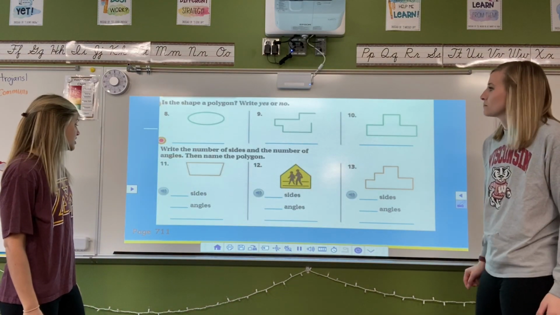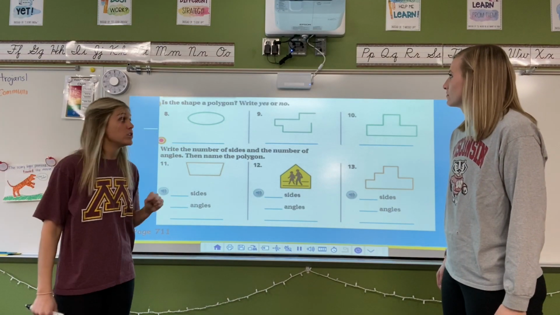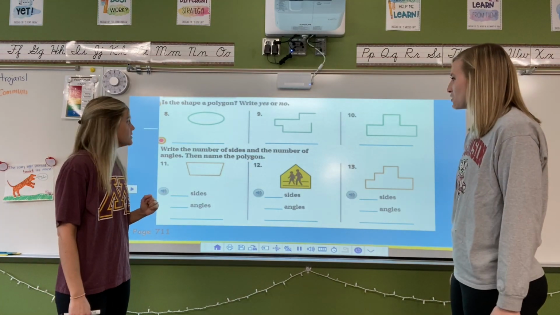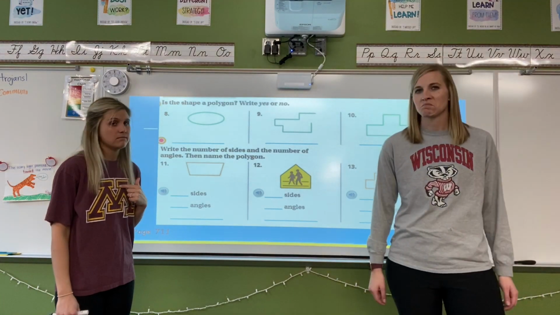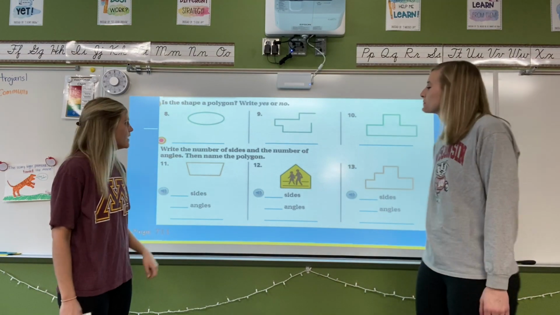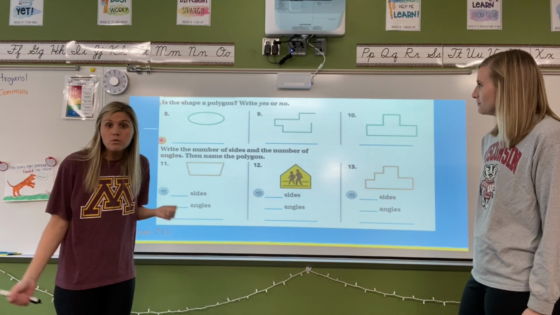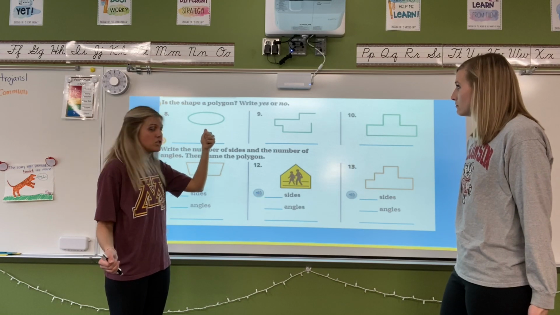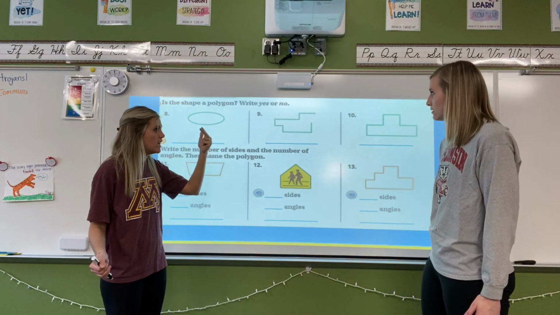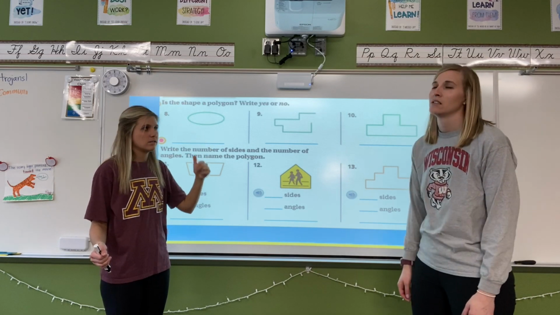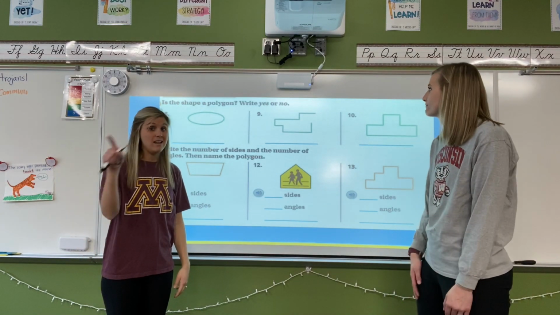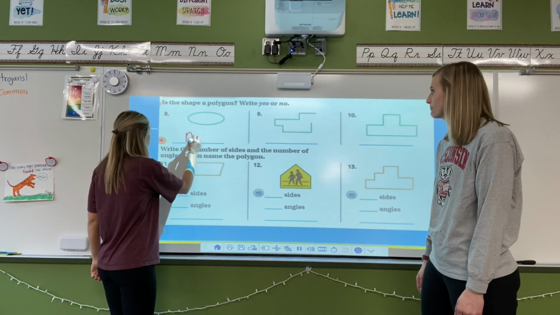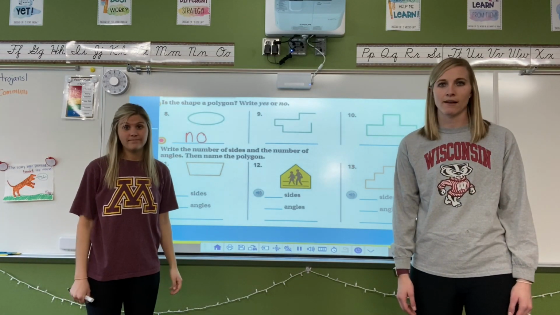All right. We're still on page 711, but now we're on question number 8. Is the shape a polygon? Write yes or no. Should we make a deal with them again? Should we do the evens and they do the odds? Yep. Number 8 is an even number, so we'll do number 8. Is it a closed shape? Yeah. Is it a plane shape? Yeah. Does it have line segments? No. Remember, polygons cannot have curves in them. They can only have line segments, so nope. Not a polygon.